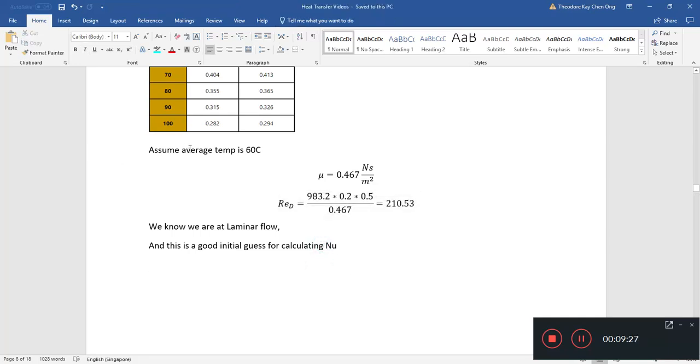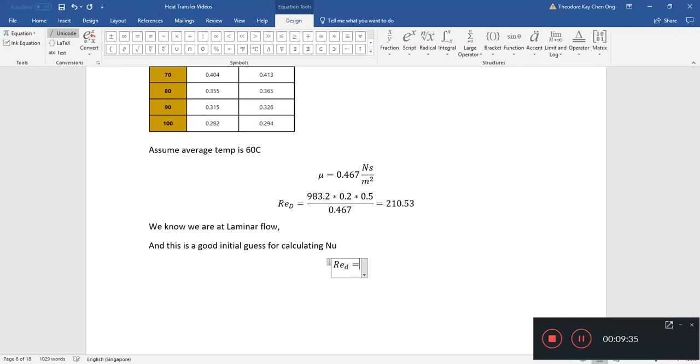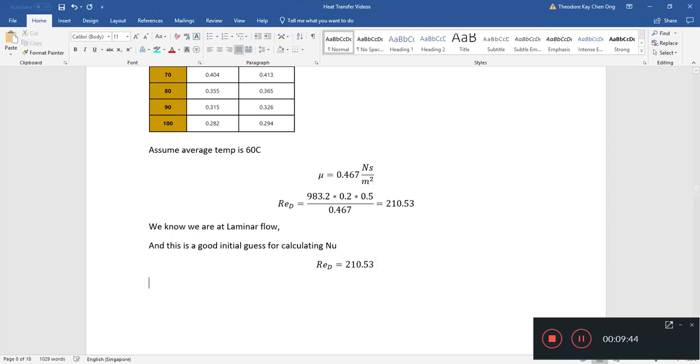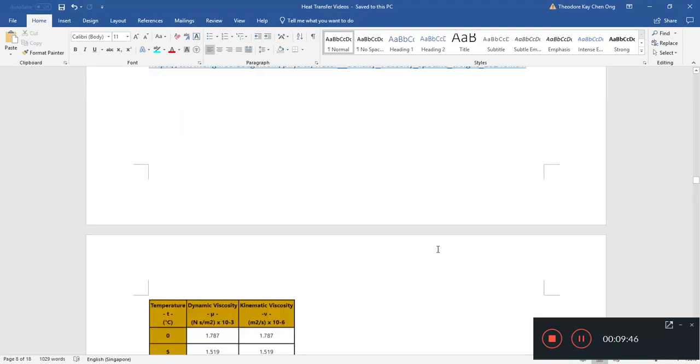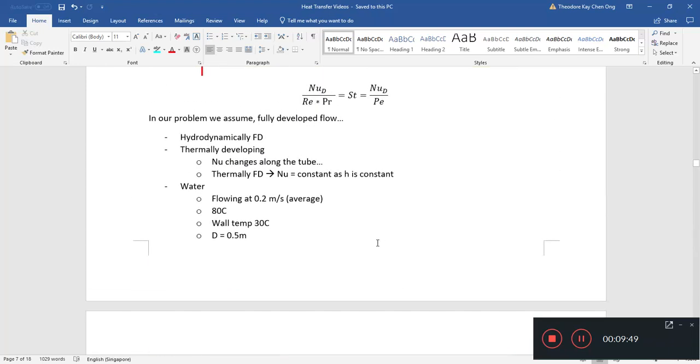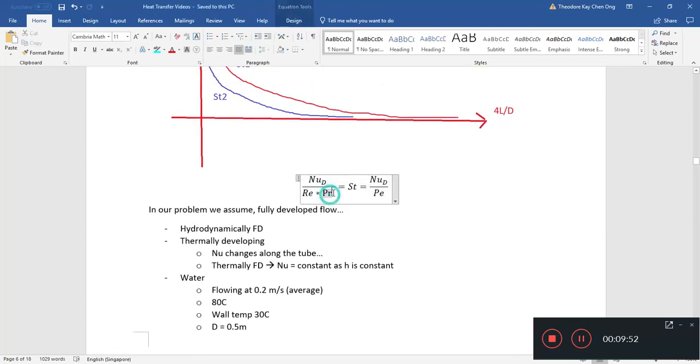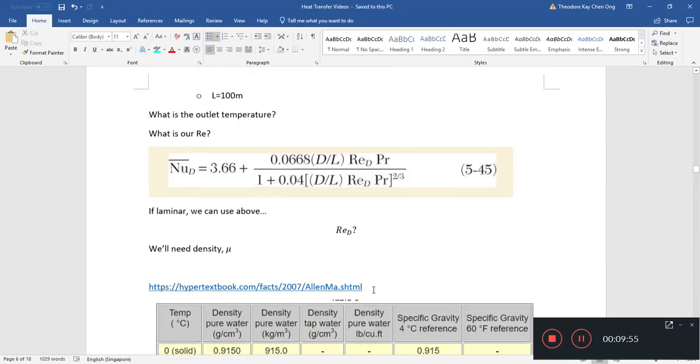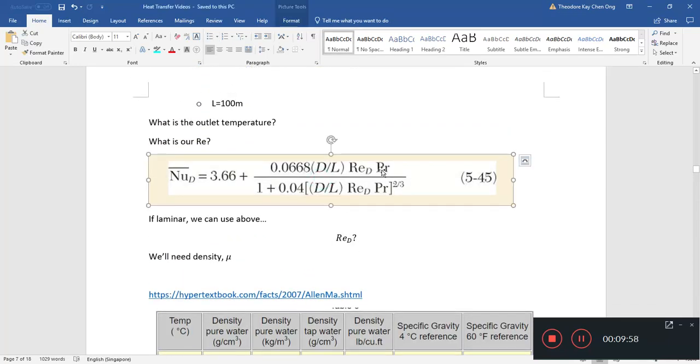So that's the Reynolds number. Re_D equals 210.53. Now we'll want to calculate our average Prandtl number. So we'll need a Prandtl number for our Nusselt number correlation, and then the corresponding D and L. So Prandtl number. What's the Prandtl number?